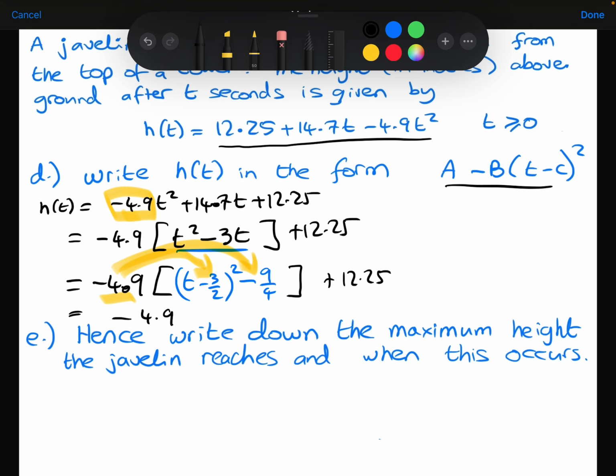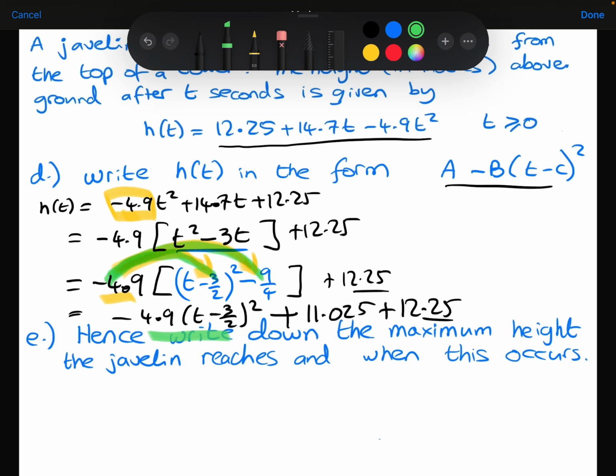will give minus 4.9 t minus 3 over 2 squared, plus, because we've got the minus 4.9 times minus 9 over 4, so plus 11.025. Not forgetting the 12.25 from the end there. So all I've done there, this times this is this times this is this, plus that bit on the end.